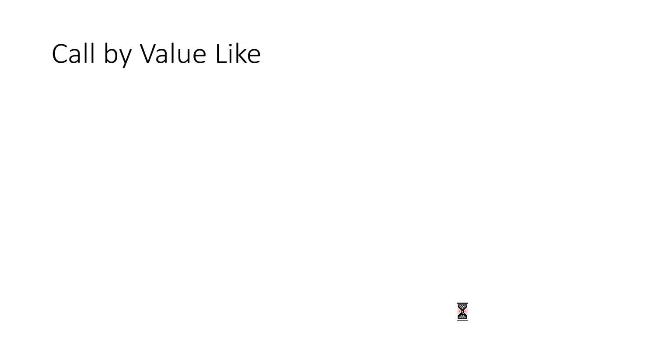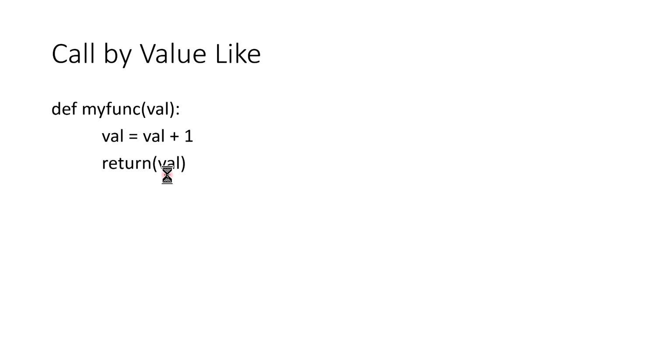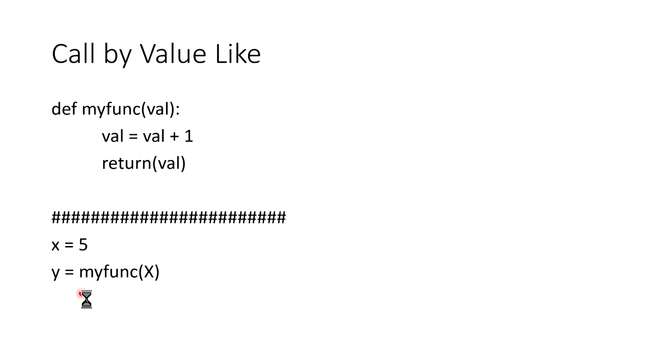Let's take a look at the first thing, call by value. If you want to pass a value to a Python function, this is how you do that. Define my func with a value parameter, then you increase the value by 1, then return the value back to the caller. Then in the main function, you set x equal to 5, and then you call the function myfunc and pass in x. And then y will receive the return value.